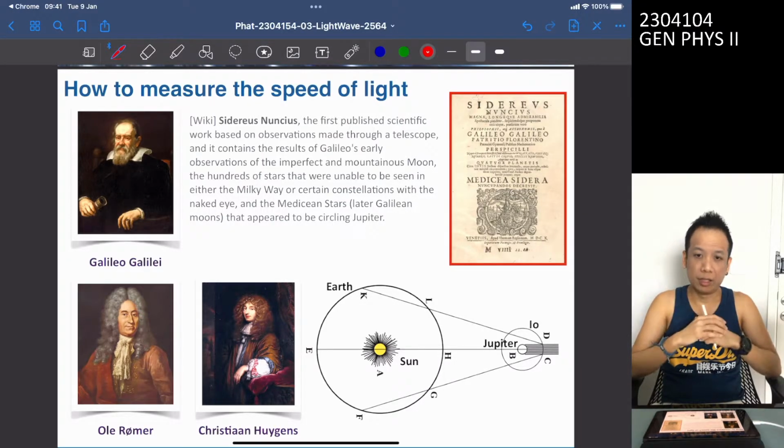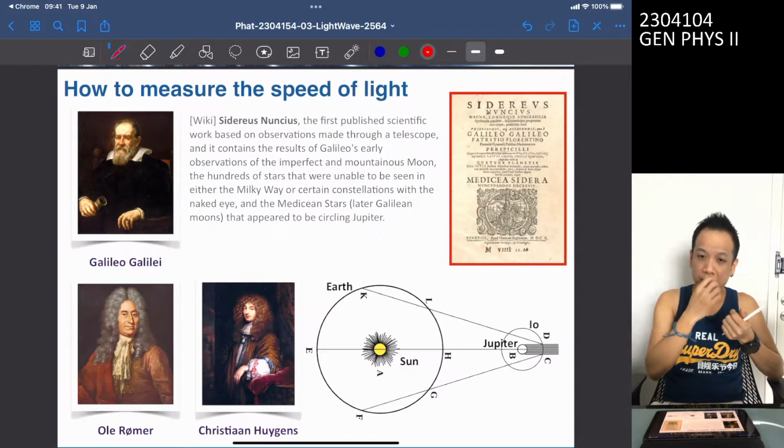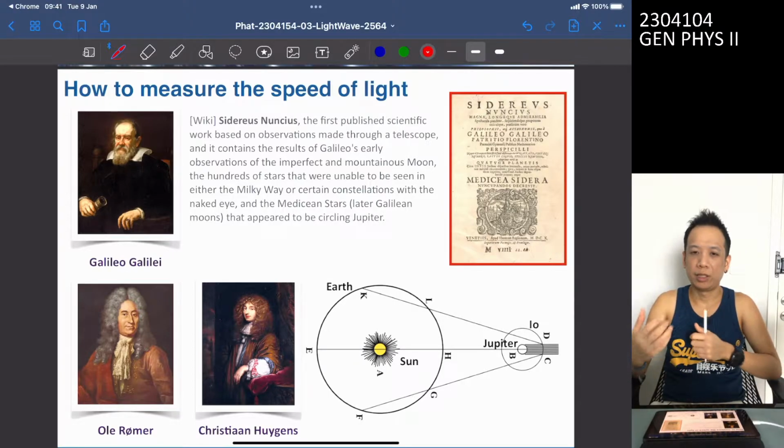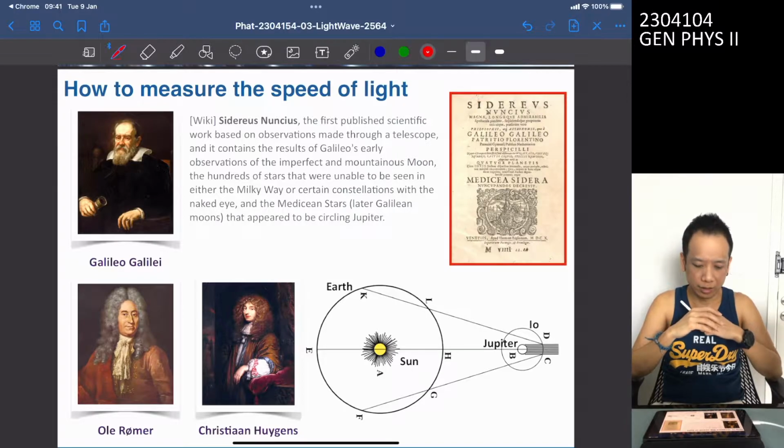But it doesn't work because the light is too fast. What he got was basically his own response time: after you see the light, the body responds to trigger everything, and then you think that now you have the traveling time of light. So it didn't work.